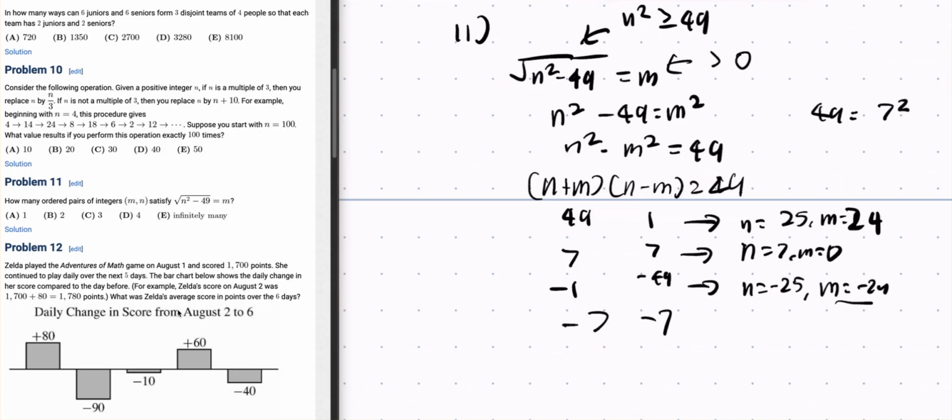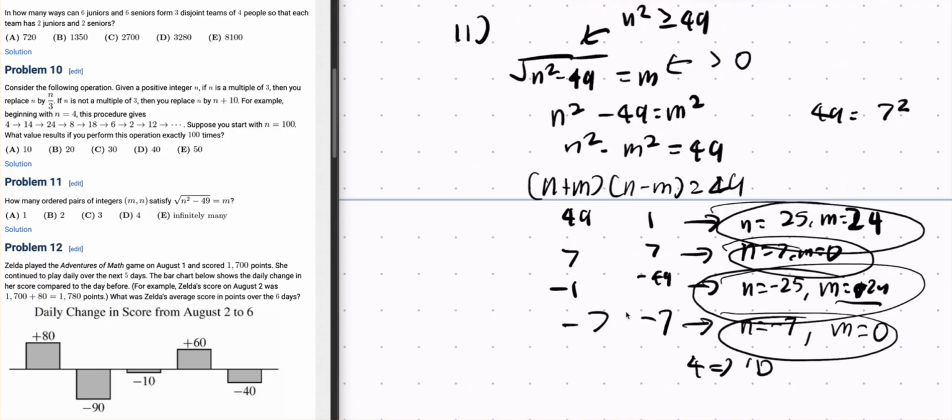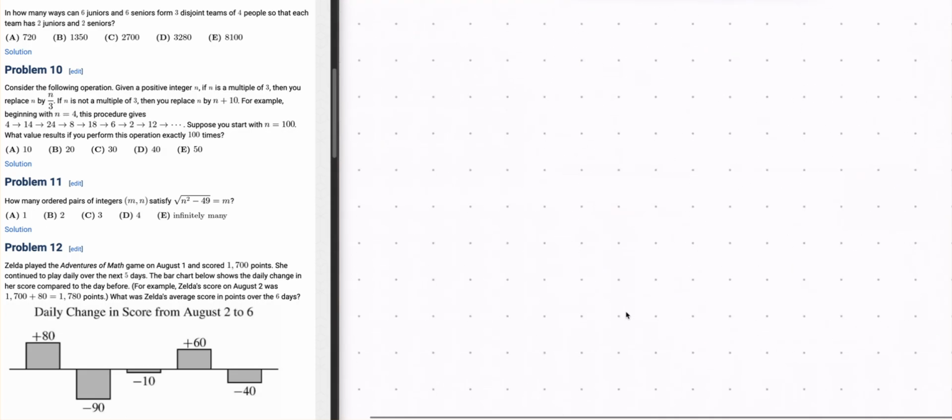But this doesn't work because these are negative. And this would give us n is equal to negative 7, m is equal to 0. And this one works, and this one works. So we have three pairs, and the answer is therefore, I think, C. Wait, but we realized that for this one, m could also be equal to 24 with n equal to negative 25. So actually this one works too. And so the answer is therefore 4, which is answer choice D. Now let's do problem 12.